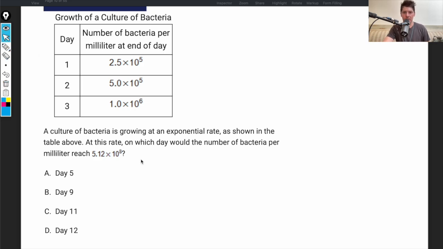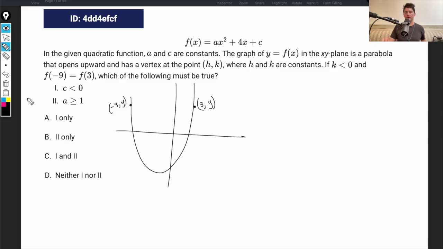Let's keep moving here. All right, this is a great question. f of x equals ax squared plus 4x plus c. In the given quadratic function, a and c are constants. The graph of y equals f of x in the xy-coordinate plane is a parabola that opens upward and has a vertex at the point (h, k), where h and k are constants. If k is less than 0, and f of -9 equals f of 3, which of the following must be true?